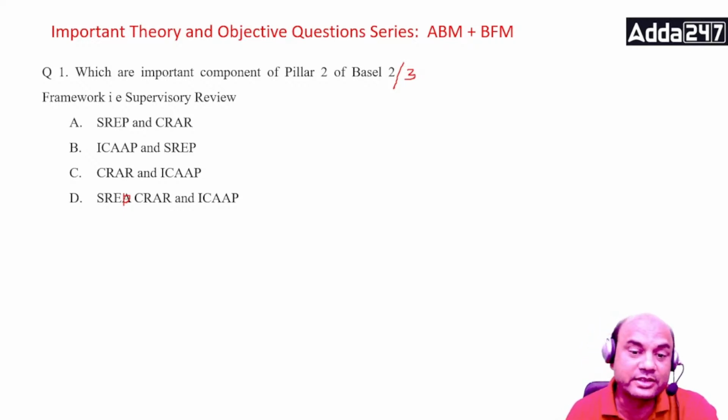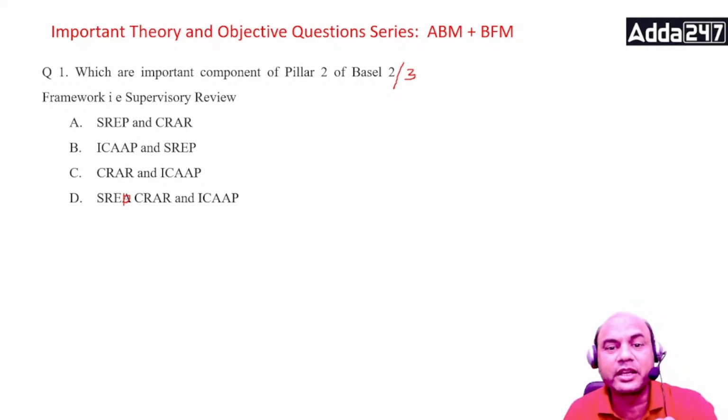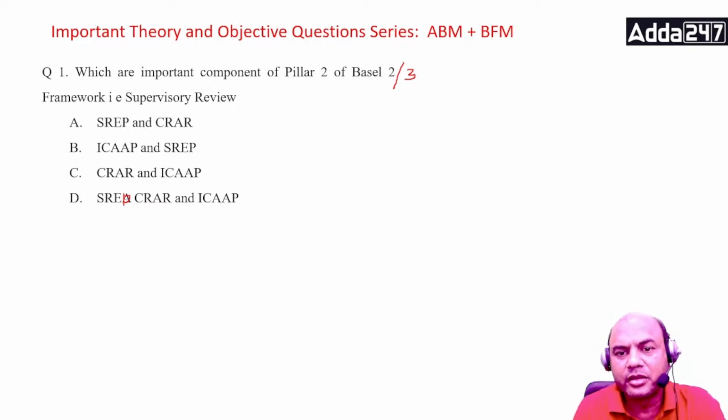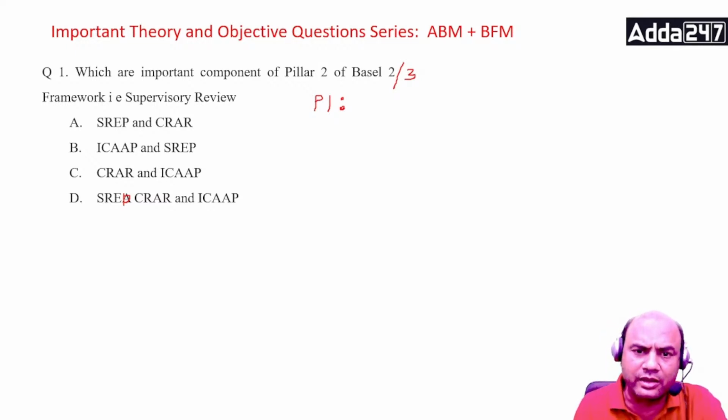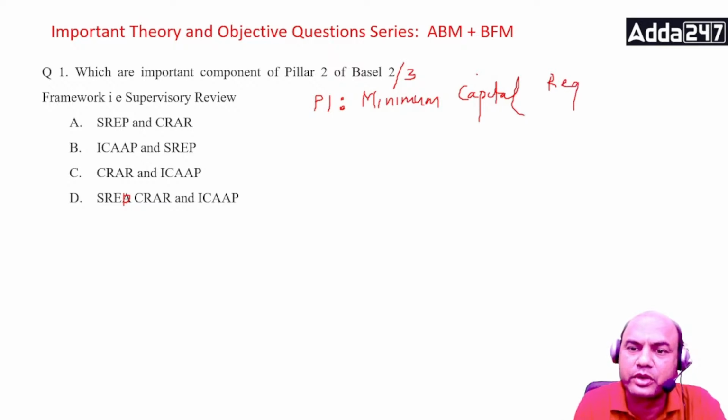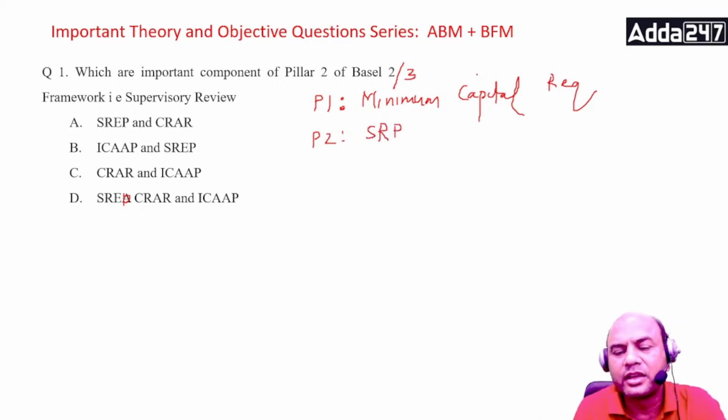Now what can be the answer? Before going on to the answer, you need to understand something. Firstly, tell me everyone, Pillar 1 to 3. Pillar 1 is minimum capital requirements. Pillar 2 is supervisory review, SREP or SRP, depending on what each book calls it.